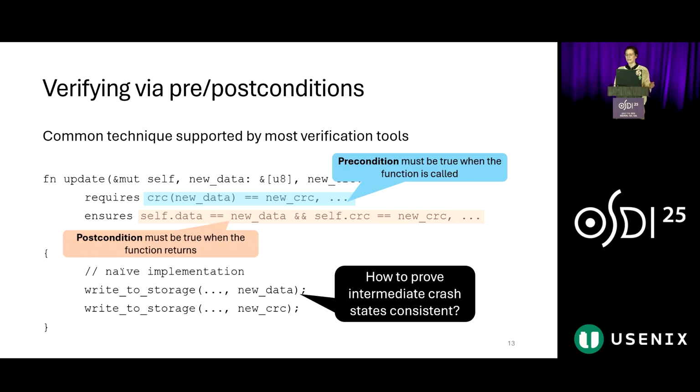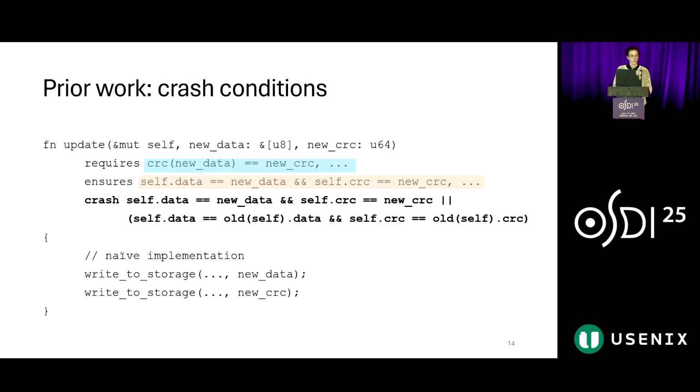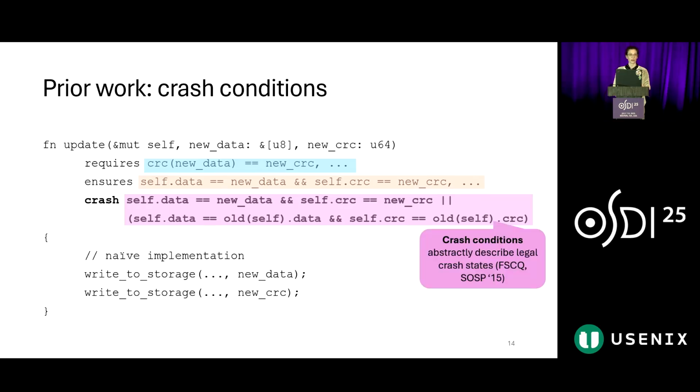And so we need to figure out how we're going to reason about these intermediate crash states that could occur if the function is interrupted, and ensure that developers prove they're all consistent. The most similar prior work, a file system called FSCQ, introduced a third type of condition called a crash condition. The idea here is that crash conditions describe the state of the system in the event of a crash.